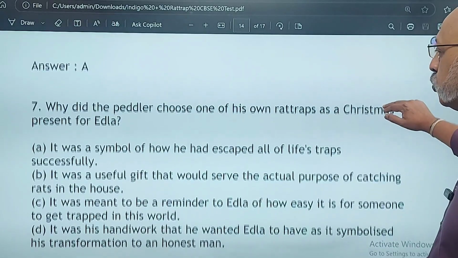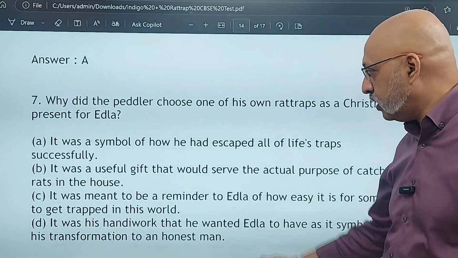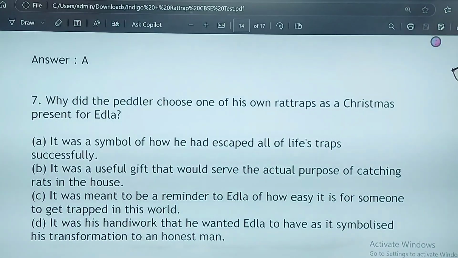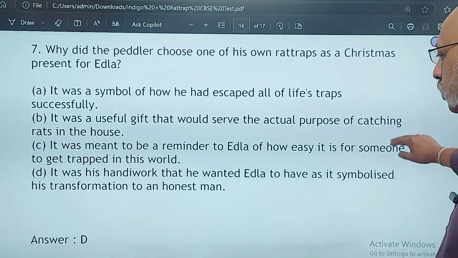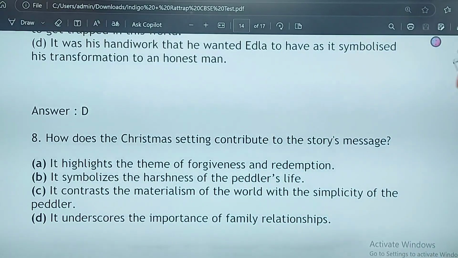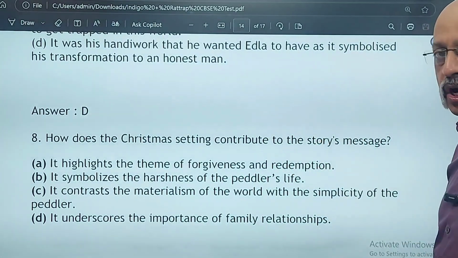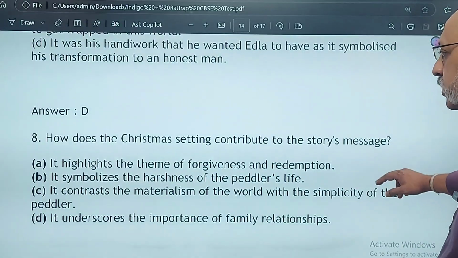Why did the peddler choose one of his own rat traps as a Christmas present for Edla? Please read the 4 options. B तो नहीं होगा, A नहीं होगा, C नहीं होगा. So the correct option is D. How does the Christmas setting contribute to the story's message? Yeah, this is what we spoke about in the revision notes. A.